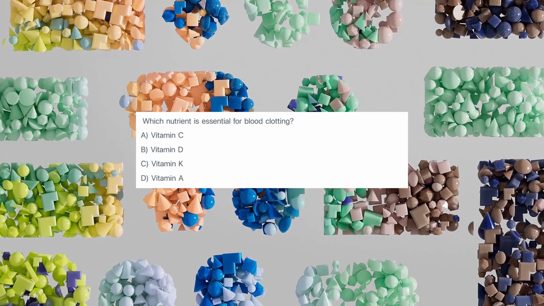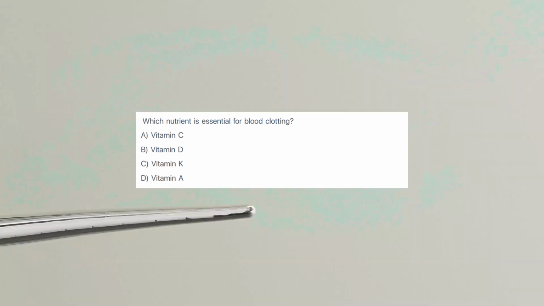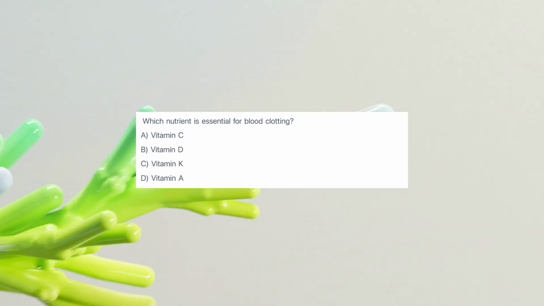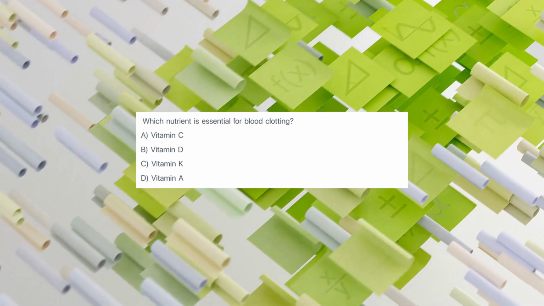the liver. Vitamin C is important for collagen formation and immune function. Vitamin D is essential for calcium absorption. Vitamin A is important for vision and immune function.